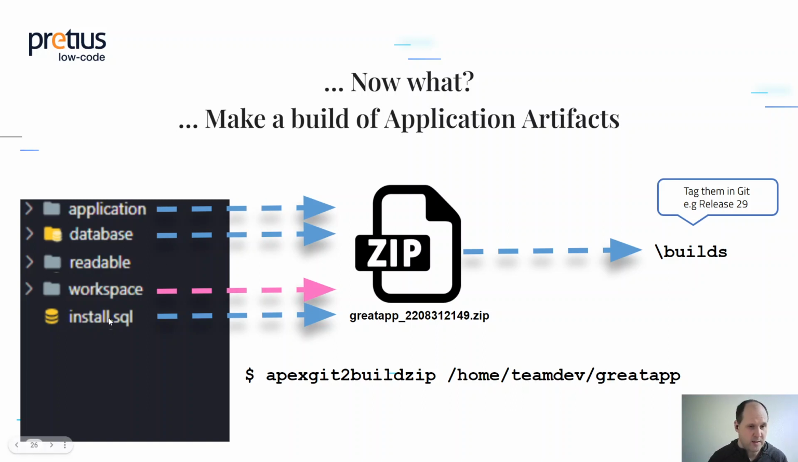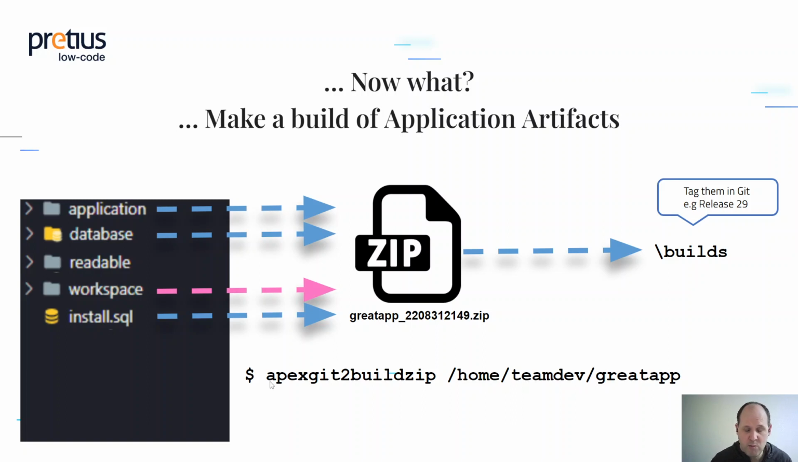So now it looks like this. I've got my installation and my application, which are the two that were output when I exported my application. I've then got database, which is what Liquibase created. I've got readable, which I don't need in a build. I've got workspace, which I had to manually change the script to do, so in future releases of the scripts I'd like that to happen.